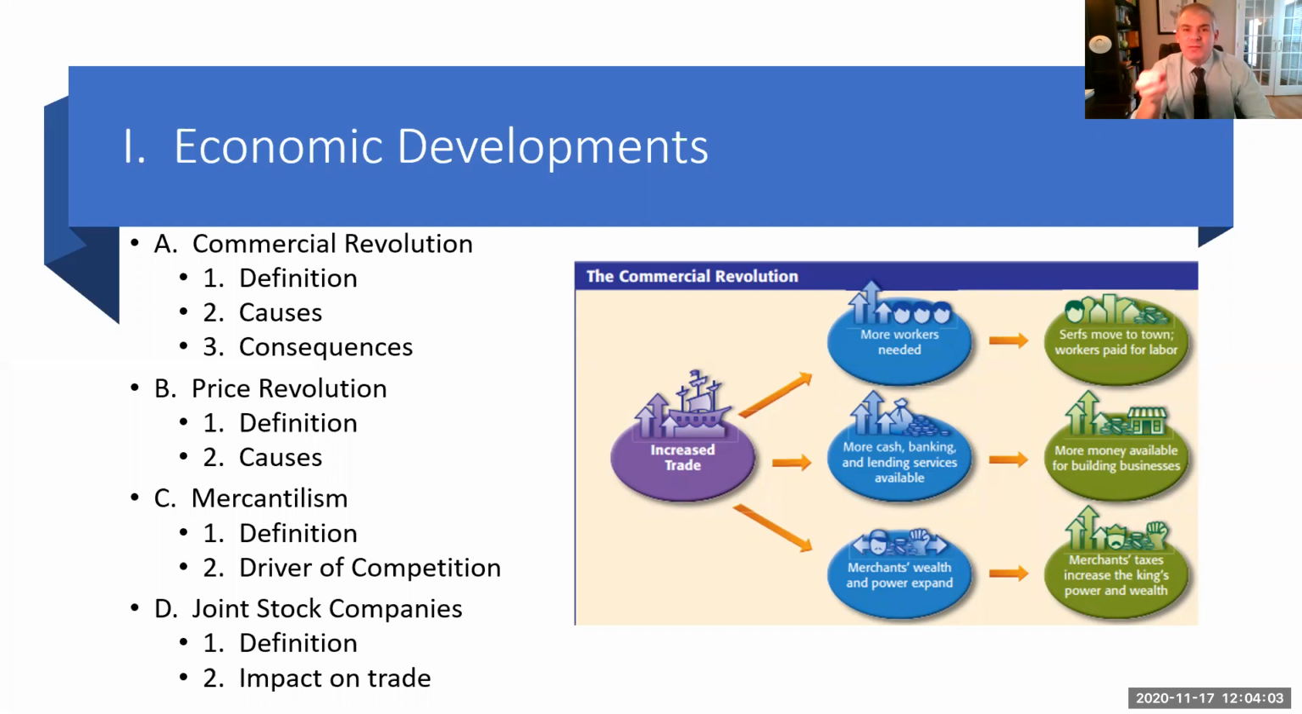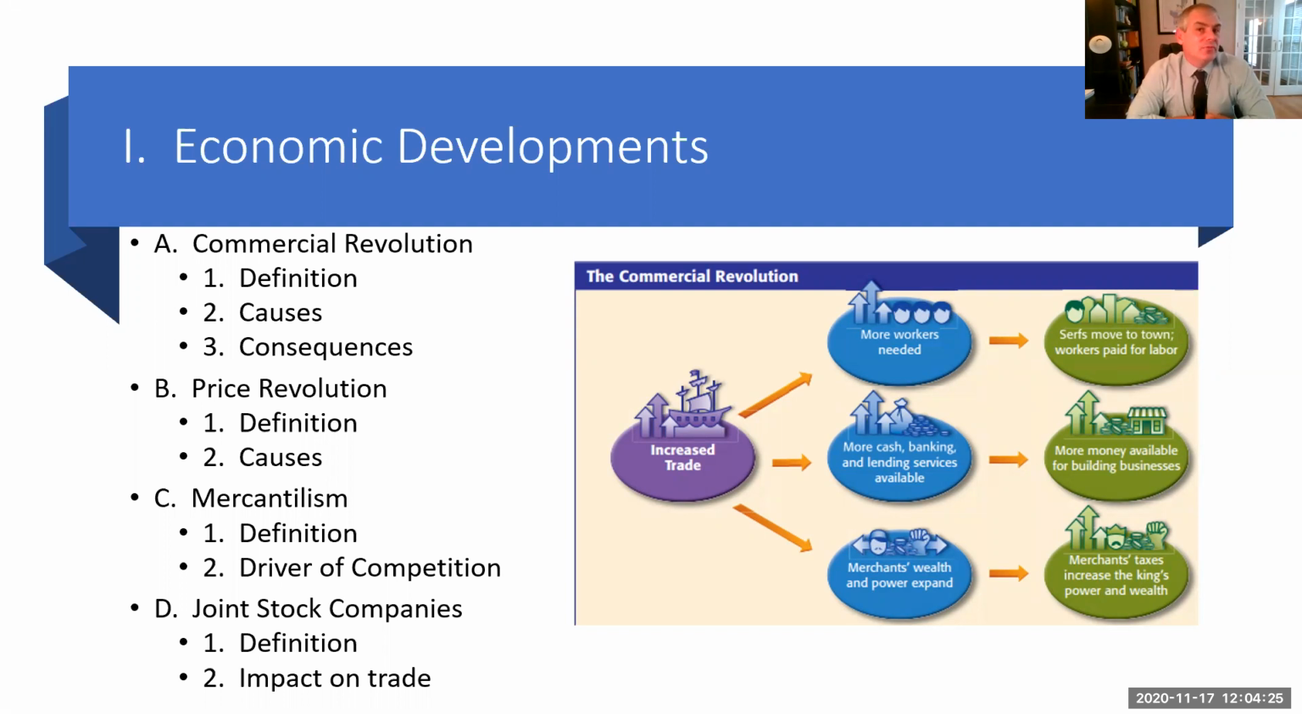So here's the main point: the commercial revolution has many different consequences. It changes the way labor is done, it changes the way financing is done, and it develops a whole new class of people. And that class becomes extremely influential within society. Now, the second one, letter B, the price revolution, this is a little bit simpler.